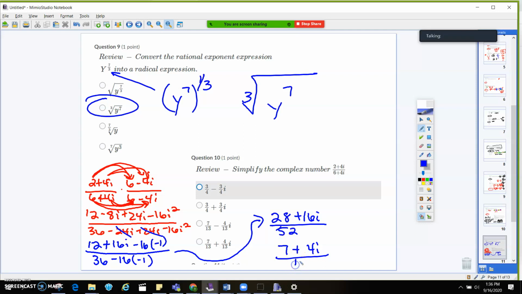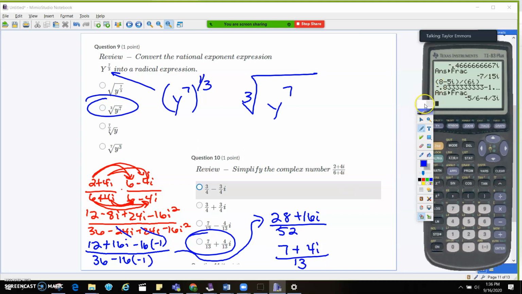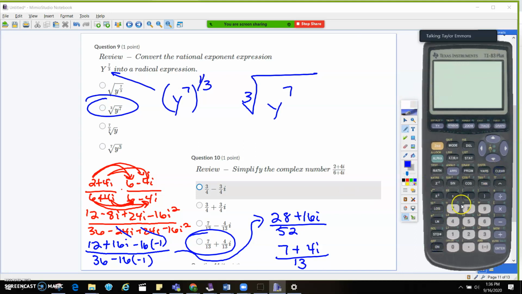over 13. Notice how this is broken out into two different fractions. That's okay. If you're sitting there and you're like, I don't want to do this by hand, I want to just plug it into my calculator, that's cool too. Go into your calculator and you can type parentheses 2 plus 4i divided by parentheses 6 plus 4i. Close parentheses. Hit enter. Again, that's going to give you the decimal form. Hit math, fraction. Boom, there it is. You should not get these questions wrong.